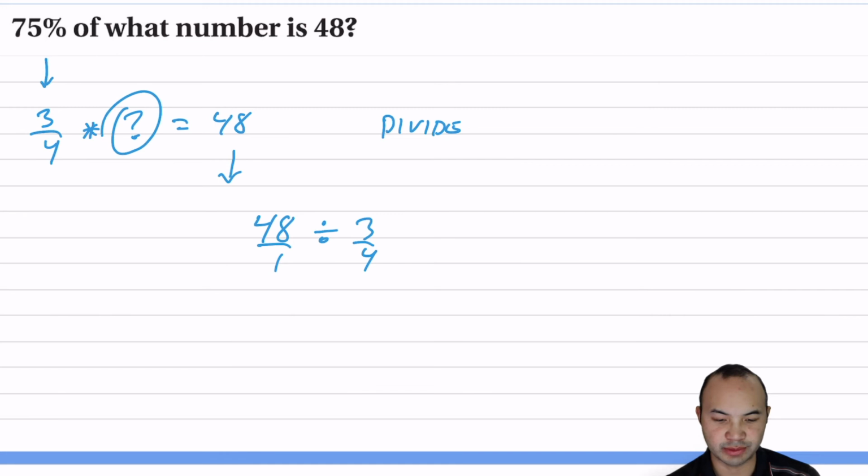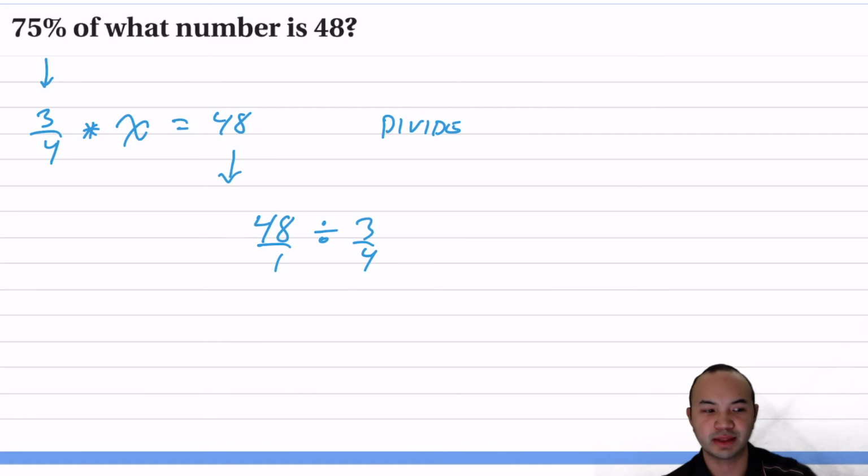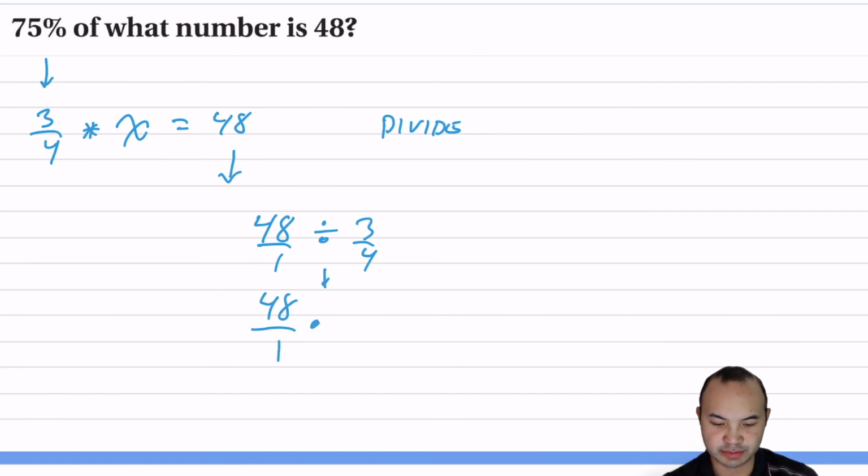Because if I want to find out what this number is, let's call that an x. Exactly what we're doing, we're undoing this multiplication. We multiplied 3/4 times something, now we're undoing it by dividing. So 48 over 1, and this is going to change to multiplying, and this is 4 over 3.